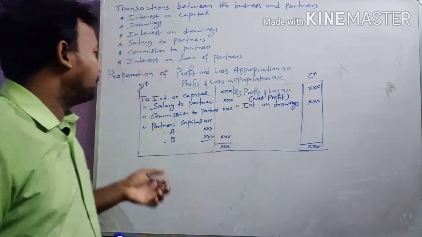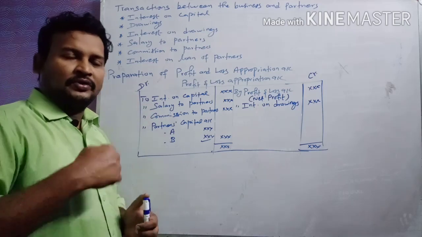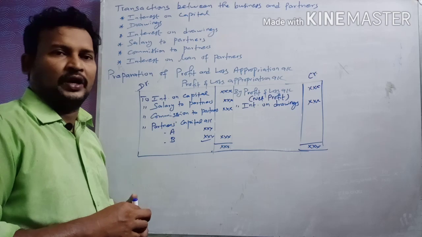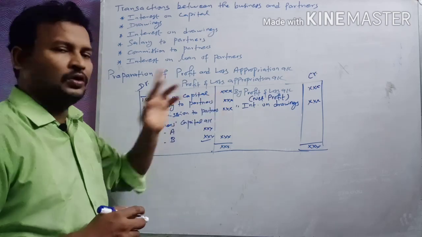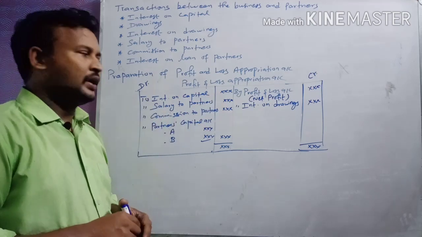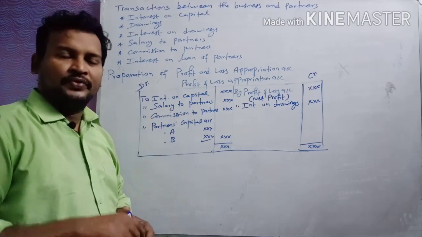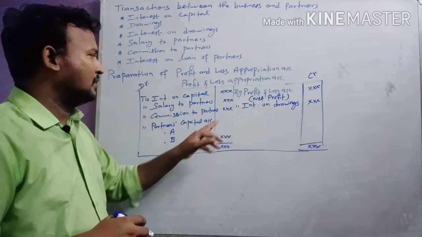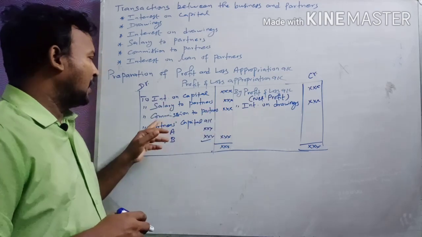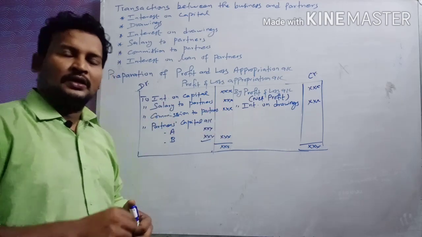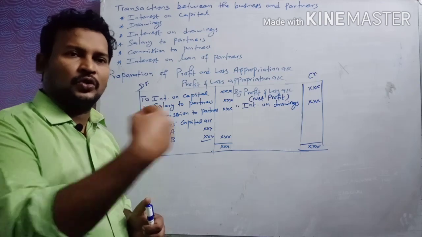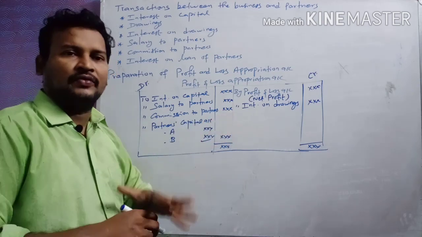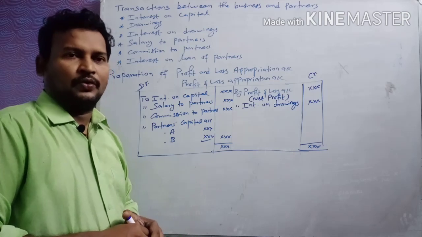The other items, interest on capital. The business should give interest on capital to the partners for capital provided by them, so it is an expense for the business, so it should be recorded in the debit side. Then salary to partners. The business gives salary to partners. This is also an expense for the business, so it is recorded in the debit side. Similarly, the commission to partners. The commission also is given by the business to the partners, so it is also an expense, so it should be recorded in the debit side of the profit and loss appropriation account, right?